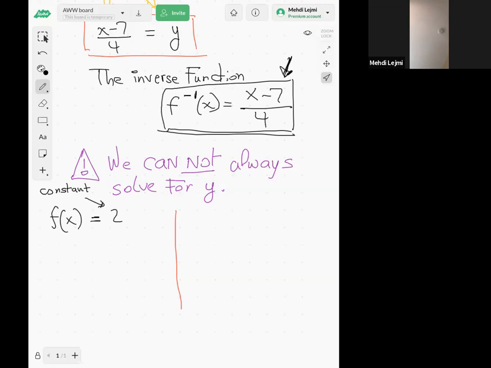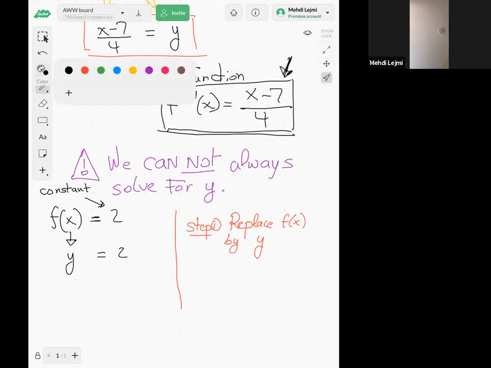So I'm gonna try to follow the same steps. You want to find the inverse. Let's see how it works. So step 1, we said, replace or substitute f of x by y. Okay, so that's not a problem. Here's my f of x. Now it becomes y, so y is equal to 2, right? Now in step 2, interchange x and y.